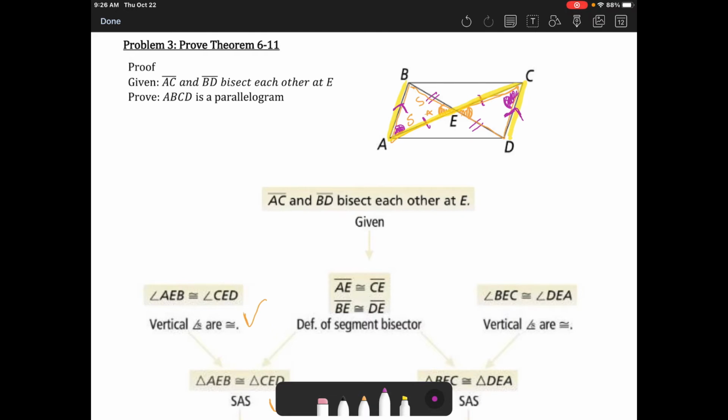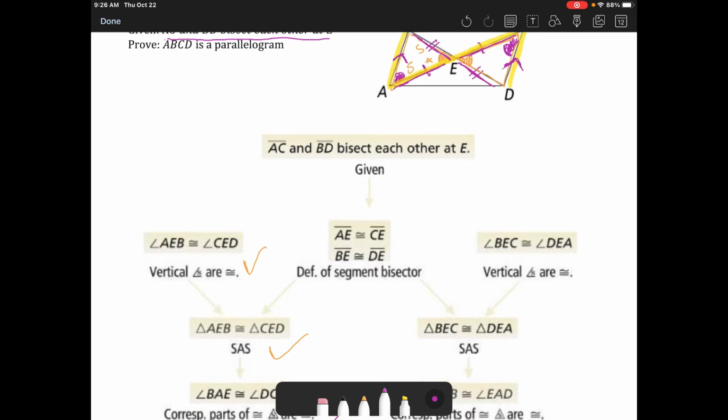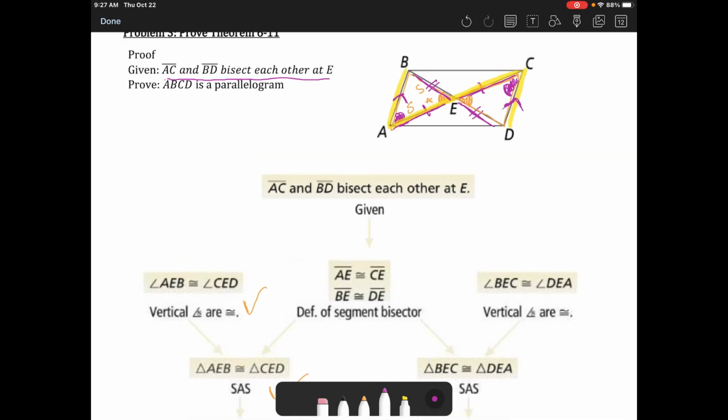Now let's take a look at the next piece. So we say that AE is congruent to CE, which is what we marked. AE is congruent to CE, and then BE is congruent to DE. This one here is congruent to DE. That's the definition of a segment bisector, since in the given information we said they bisected each other. And so triangle BEC.